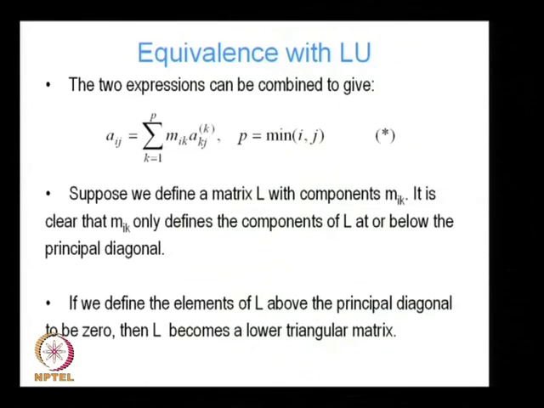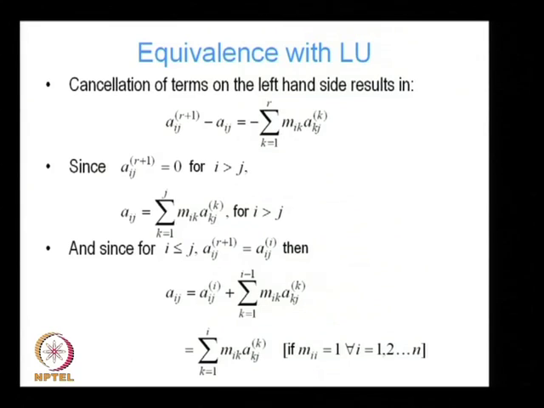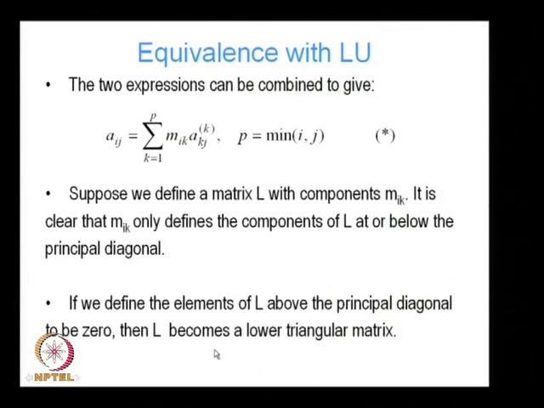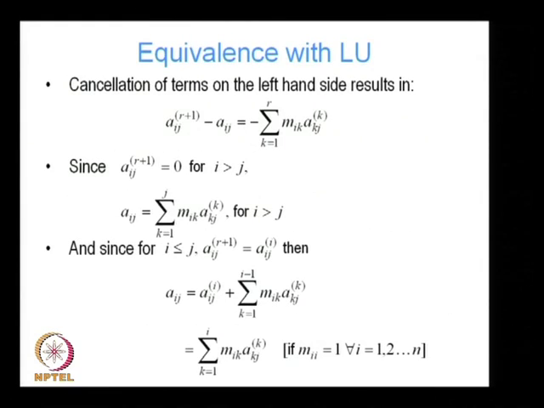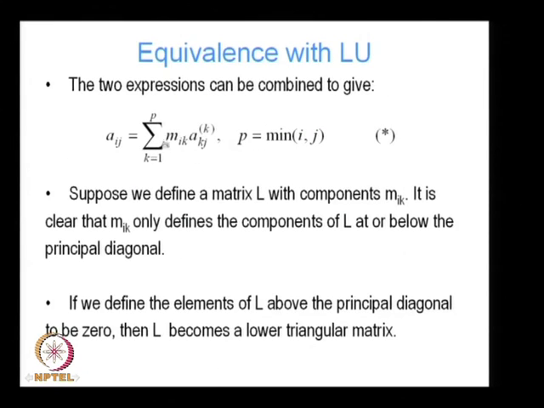So, we can combine these two expressions. We can combine this expression and that expression to get this expression: a_ij is equal to the sum over k from 1 to p of m_ik a_kj, where p is the smaller of i and j. So p is equal to j in this case, and p is equal to i in this case. So we are combining these two expressions together to get this expression.